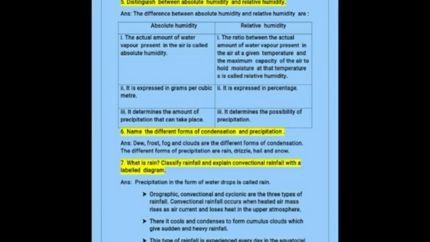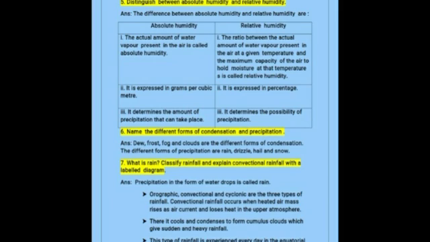Next, name the different forms of condensation and precipitation. So, dew, frost, fog, and clouds are the different forms of condensation, and the different forms of precipitation are rain, drizzle, hail, and snow. Okay.